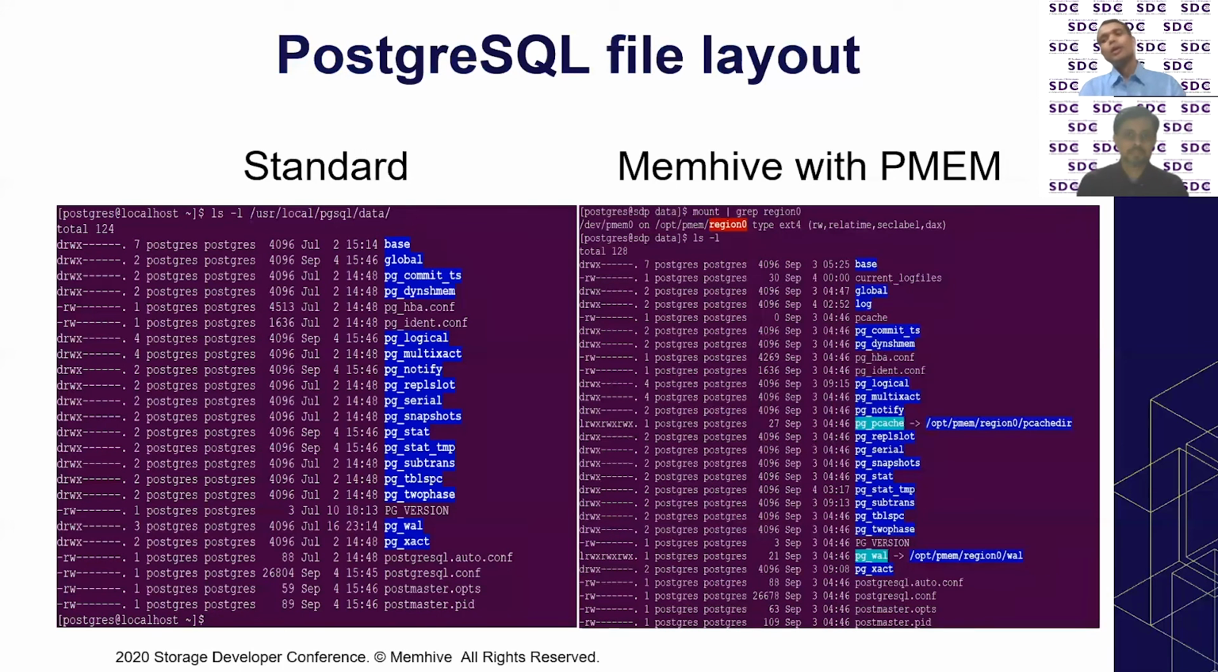Here is a look at how Postgres lays out its files in its data directory. On the left is a listing from a standard Postgres installation. On the right is how memhive Postgres places the write-ahead log and the persistent cache on a DAX-mounted path. My co-presenter Keshav will now walk us through some benchmarks. Over to you, Keshav.